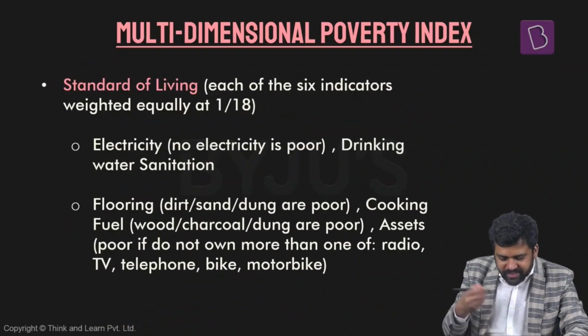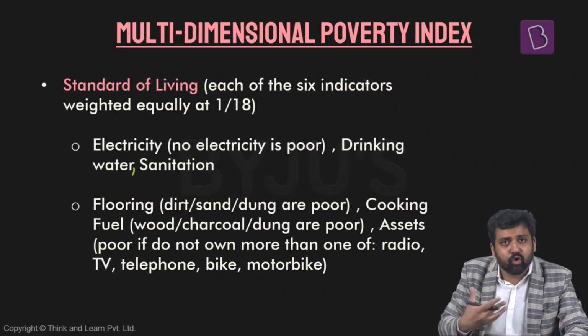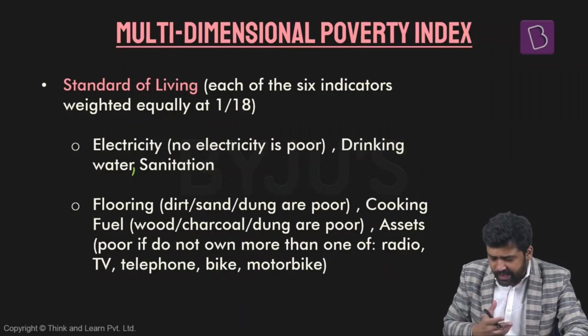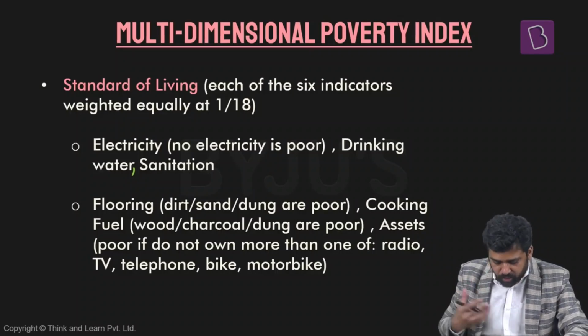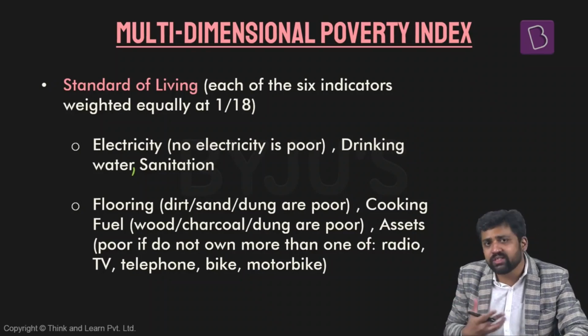Then when it comes to standard of living, there are 6 parameters: electricity, drinking water, sanitation, flooring, meaning what kind of floor the household has, whether it is a dirt floor, sand floor, or a floor covered with dung, and cooking fuel, whether they are using wood, charcoal, or dung. In that case, they're considered poor. Then assets: TV, radio, telephone, bike, motorbike. If they don't have these assets, they will be considered poor.